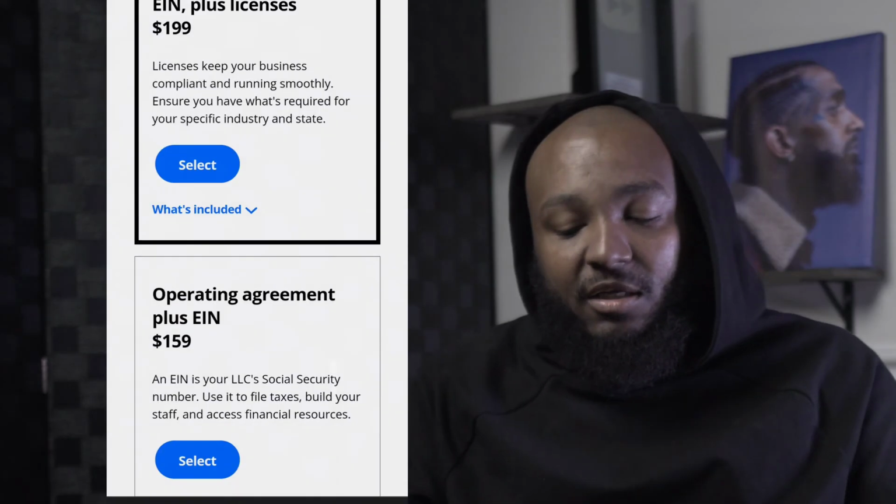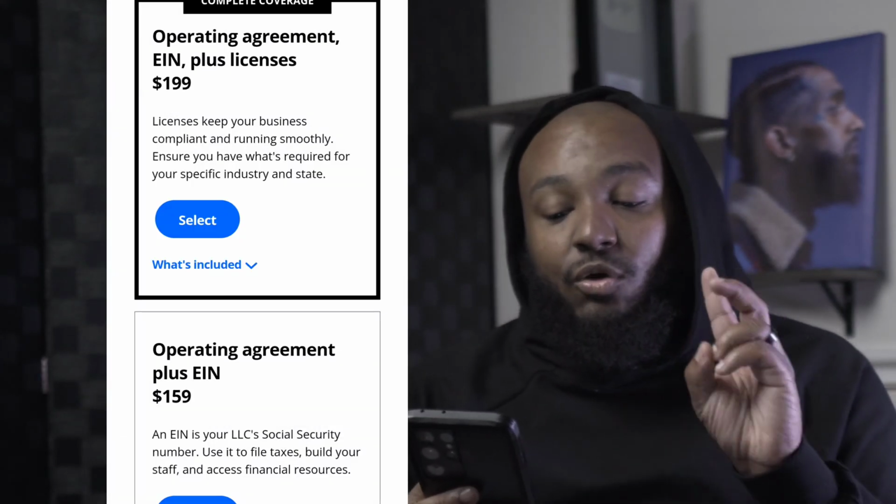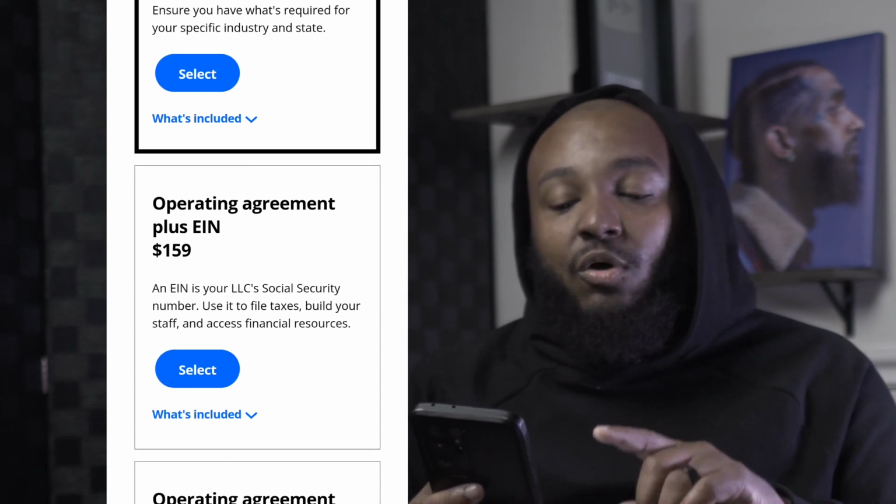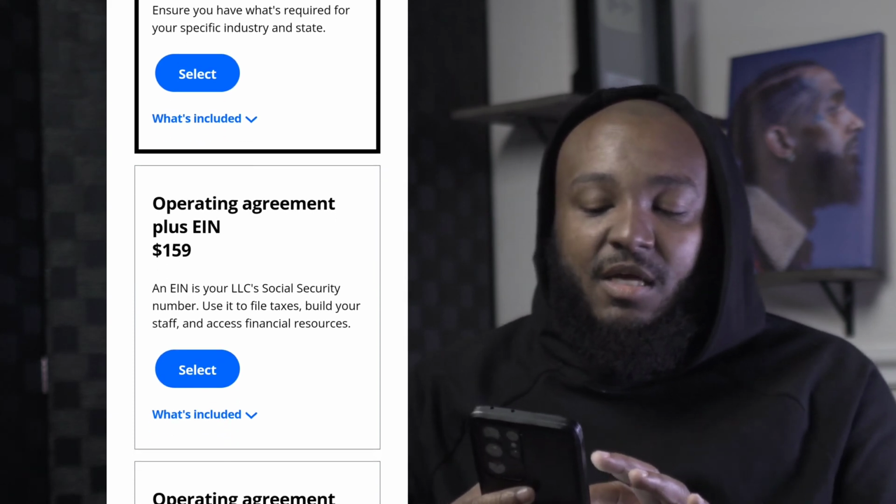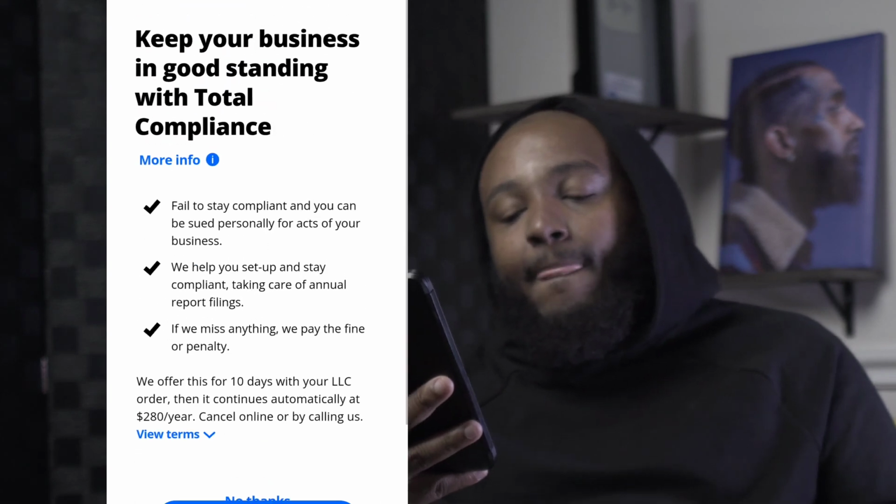Now, the next thing that they're trying to provide us with is our EIN, which is your tax ID number, and it's basically a social security number for your business, okay? So when you go to file your taxes, when you go to apply for credit, this is the number that you're going to need, okay? And they're offering to get those two things to us for $159, and we're going to select.